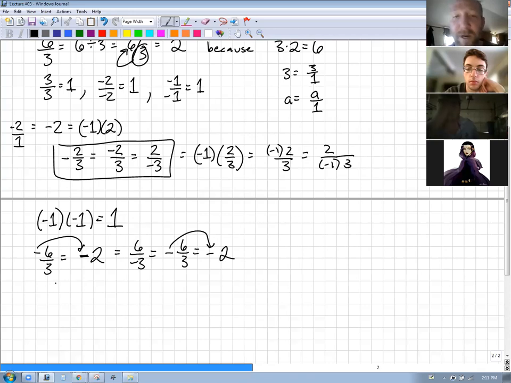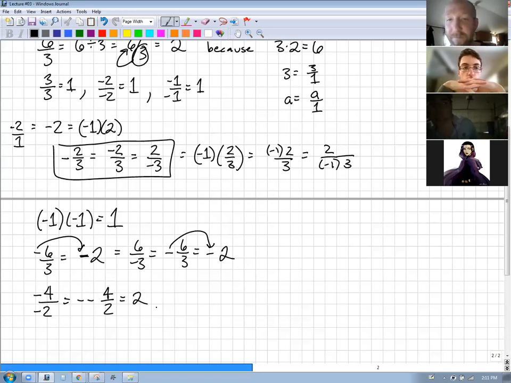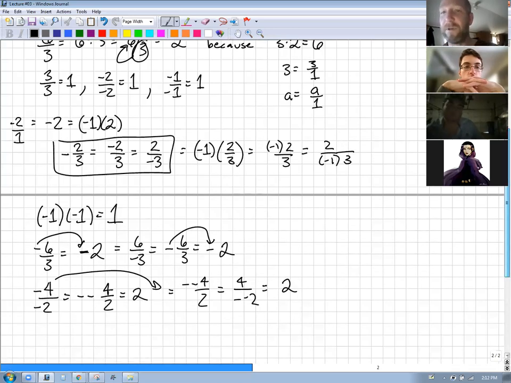Now, if we have 2 minuses, what if we have -4/-2? That's the same thing as saying -4/2, and the 2 minuses cancel and make it a positive. I could rewrite this, I can move that minus up. This is the same thing as -4/2. It's also 4/-2. Either way, you're going to get 2 because the 2 minuses cancel. Any questions about that?